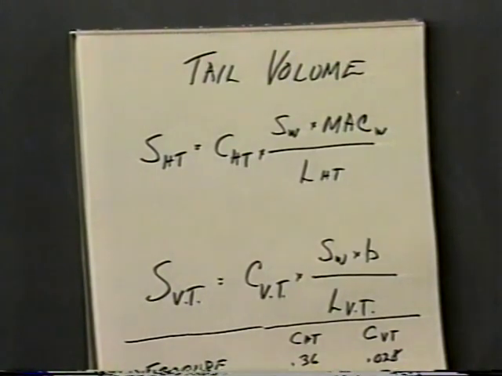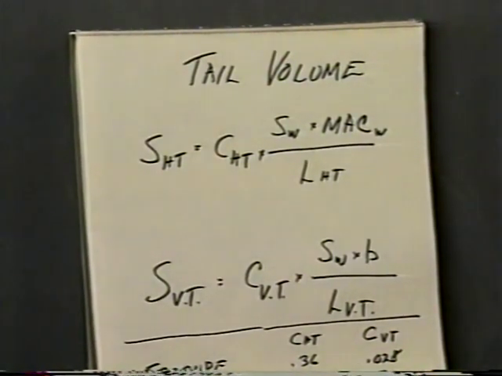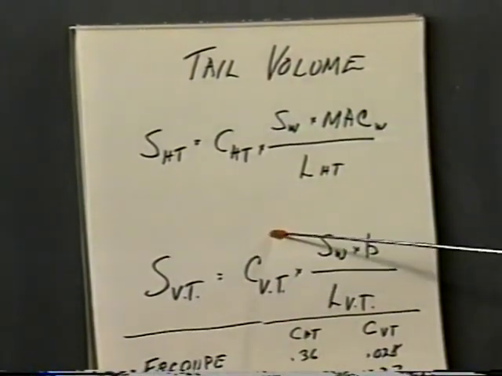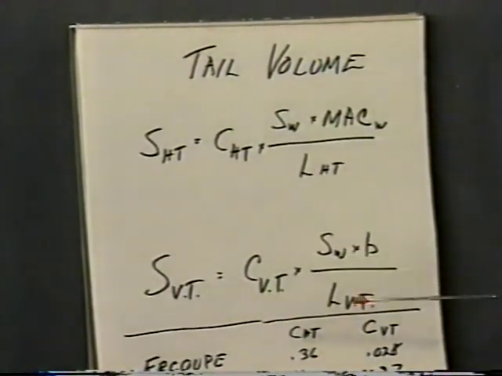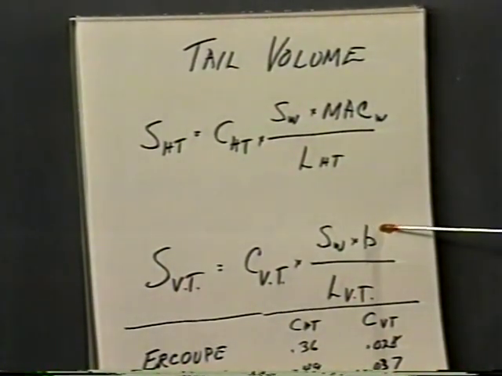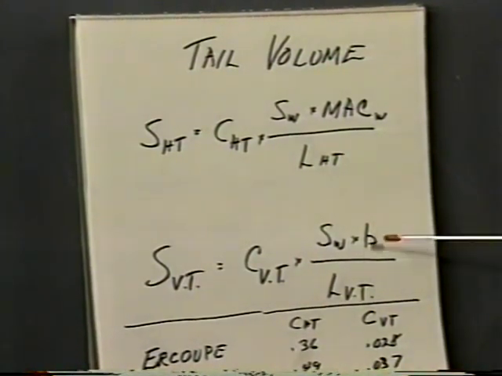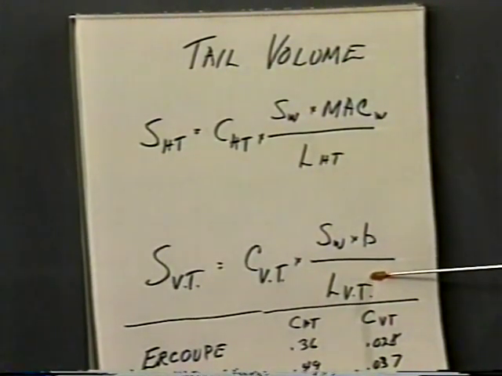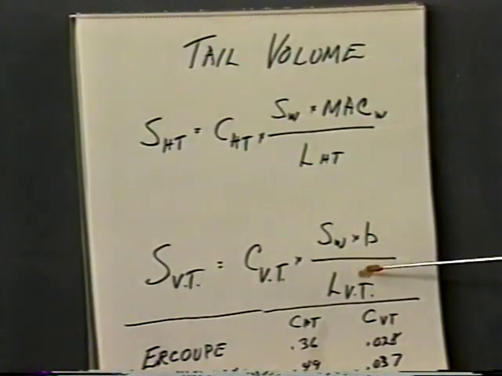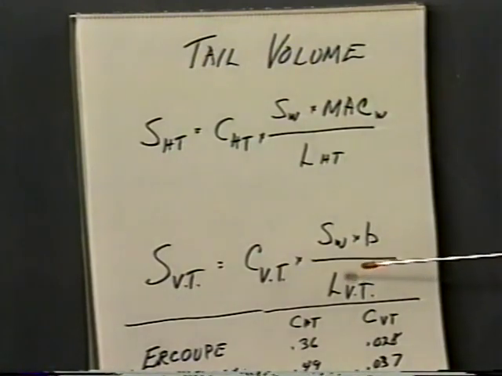Put these factors into here and you can get a pretty good idea of the amount of area you need for your horizontal tail. For the vertical tail, it's somewhat the same. The area for the vertical tail would be equal to the vertical tail volume coefficient times the area of the wing times the wingspan. This is the total wingspan of the wing, again divided by the length between the quarter chord of the wing and the quarter chord of the horizontal tail. When I say quarter chords, I'm talking about the mean aerodynamic chord of the wing and the mean aerodynamic chord of the vertical tail, or in this case the horizontal tail.